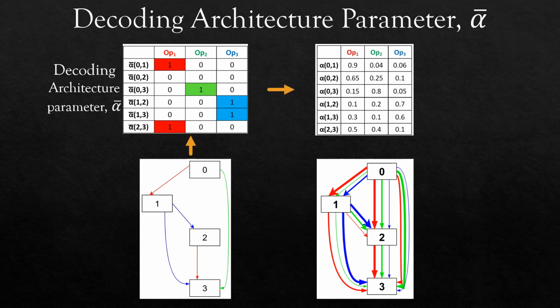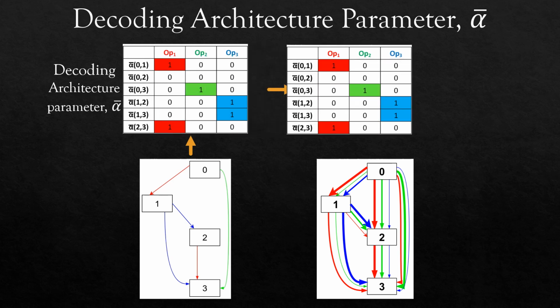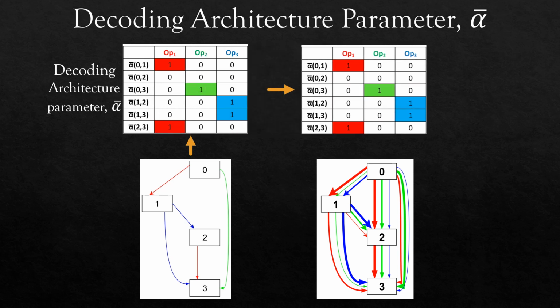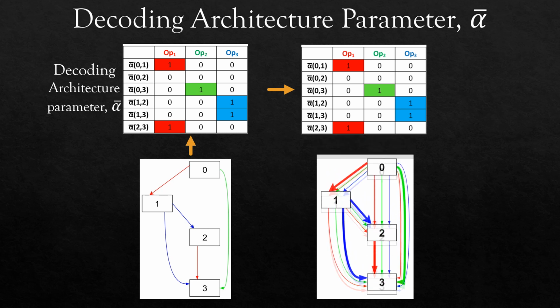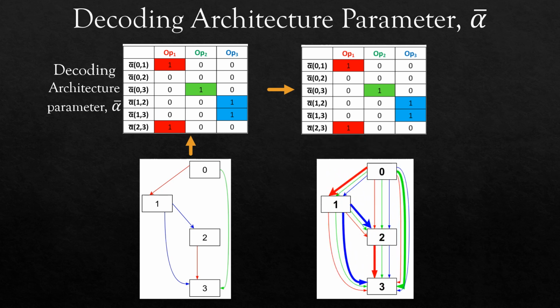After that, the created alpha bar is copied to the architecture parameter of the one-shot model. This is the process of selecting an architecture in the one-shot model. The whole process can be thought of as giving higher weights to the particular architecture as compared to the other architectures.